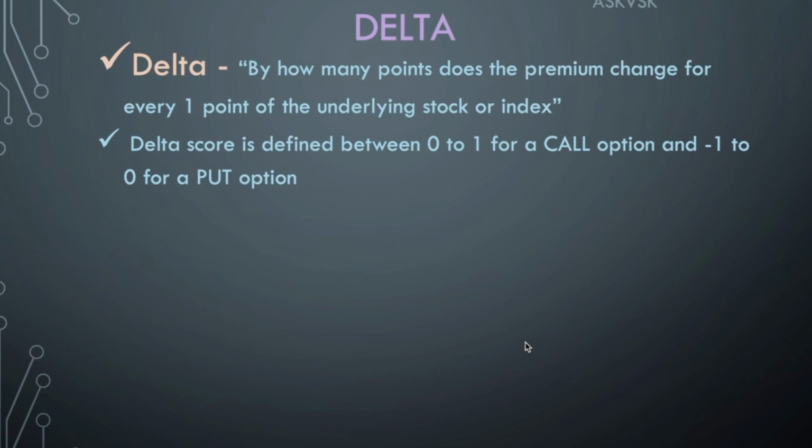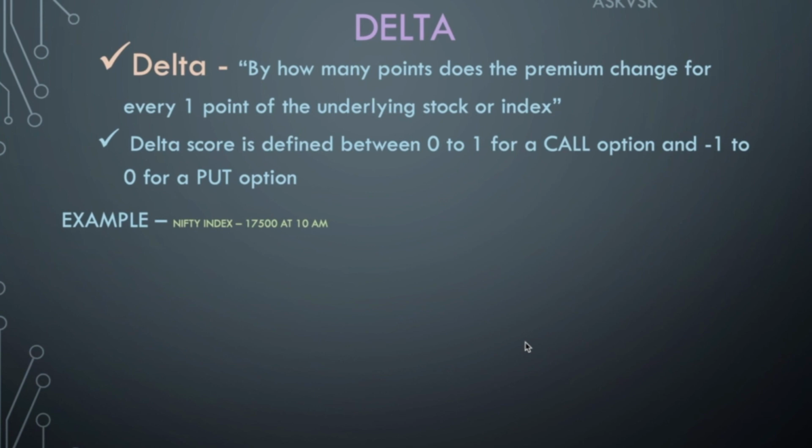So the underlying asset on which the options trading is done, if that underlying asset moves by like 10 points or 20 points, then how much does that reflect in my option premium? Okay, and the delta score is defined between positive 0 to 1 for a call option, and it's a negative number between -1 to 0 for a put option. So let's try to understand this by looking at an example.